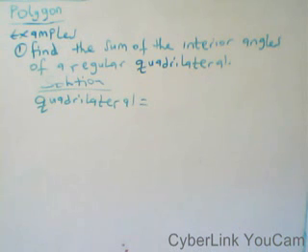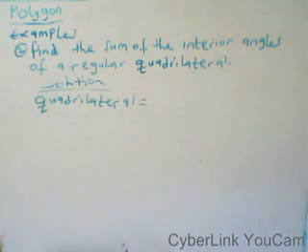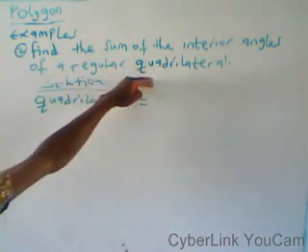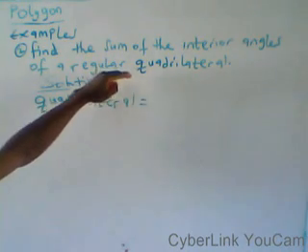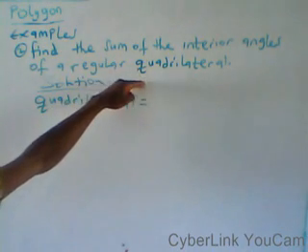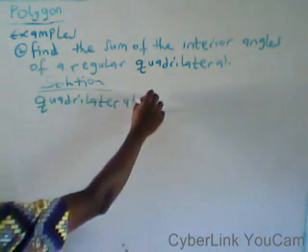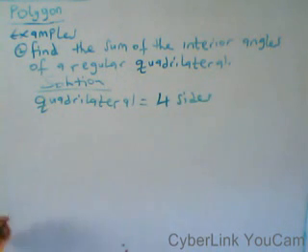For example 2, we are to find the sum of interior angles of a regular quadrilateral. A quadrilateral is a polygon of 4 sides. This is 4 sides. Now in that case, the next thing we are going to do is this.